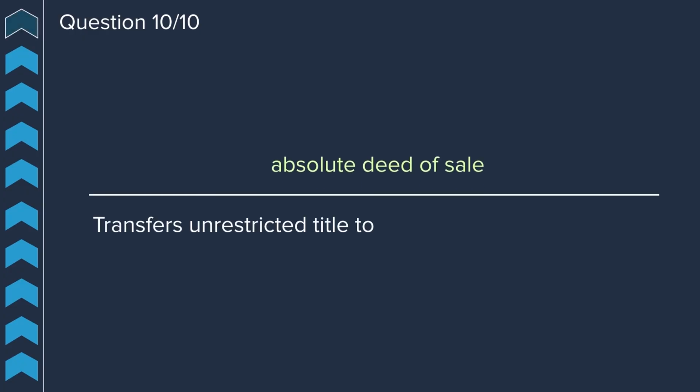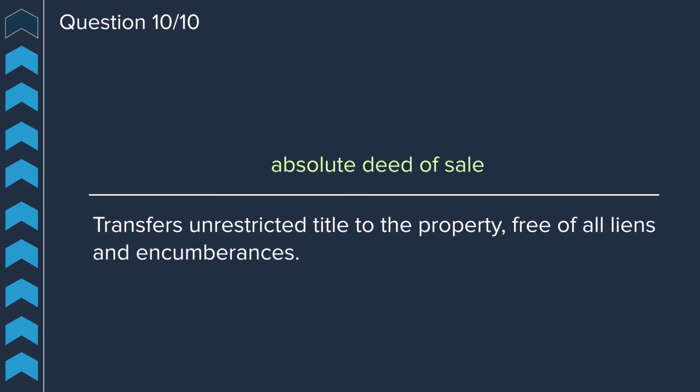Question 10. What is an absolute deed of sale? An absolute deed of sale transfers an unrestricted title to the property, free of all liens and encumbrances.